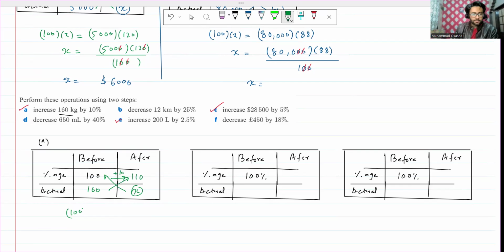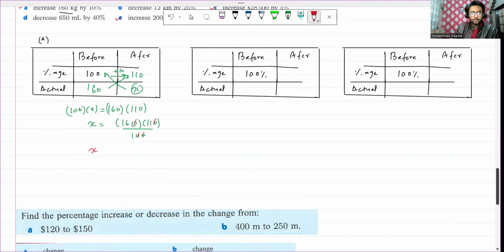So 100 times X would be equal to 160 multiplied by 110. Keep X over here. 160 times 110 divided by 100. Cancel out the zeros and simply perform this multiplication on your calculator, which is 16 times 11. That's it. 16 multiplied by 11. I'll let you do this on the calculator. Okay, so we did part A.